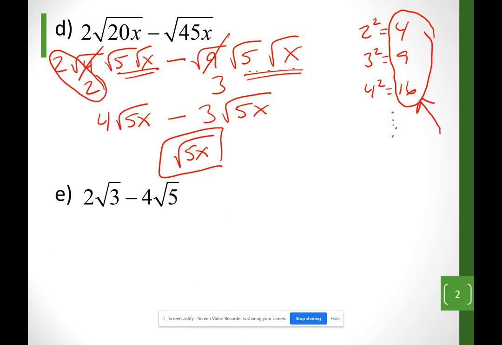Now in example E, my radicals are different. Square root of 3, square root of 5. I cannot simplify them anymore. They're not the same radical. I cannot simplify them and make them the same radical. So that is as simple as we can go. It's just 2 square root of 3 minus 4 square root of 5. I cannot simplify this anymore.